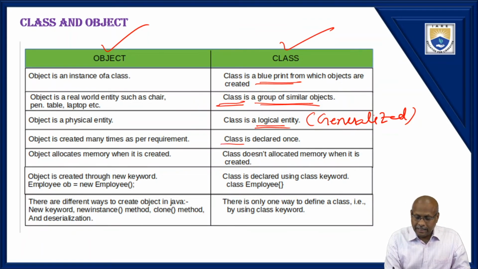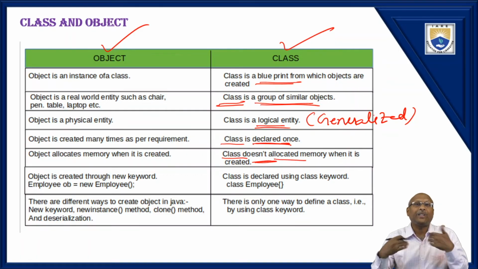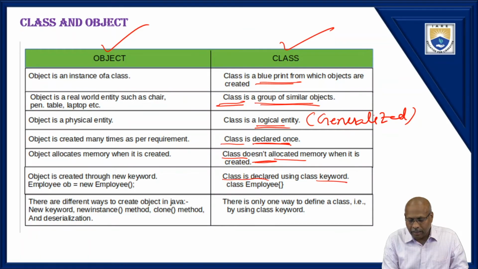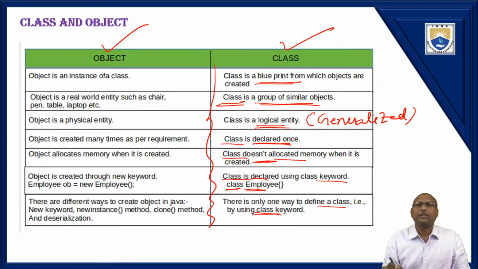A class is declared only once. Class does not allocate memory when it is created, because class is a logical item. Physically it does not exist. That's why it will not allocate any memory. Class is declared using the keyword class. So whenever you want to define a class, you have to use the keyword class. Class employee, and automatically the employee class will be defined. There is only one way to define a class, using the class keyword. These are the important concepts related to class.